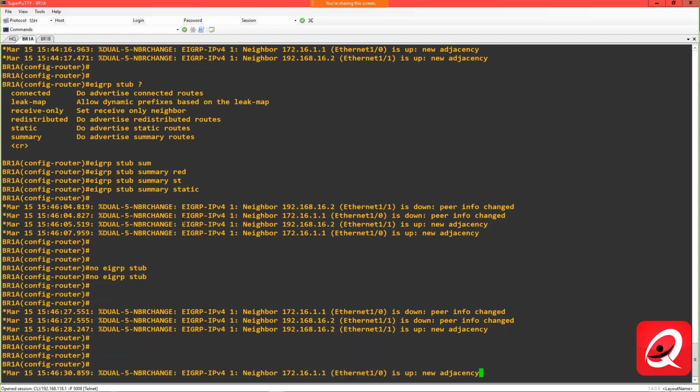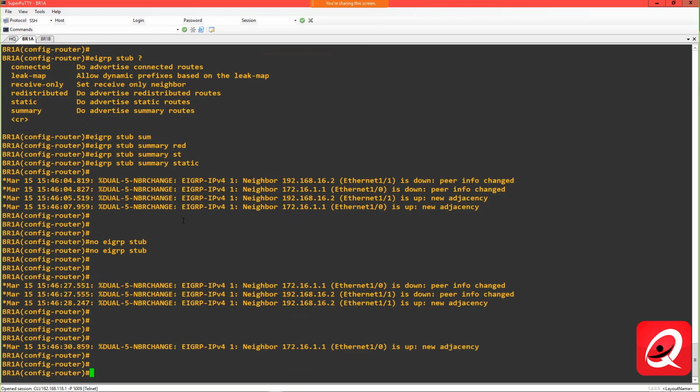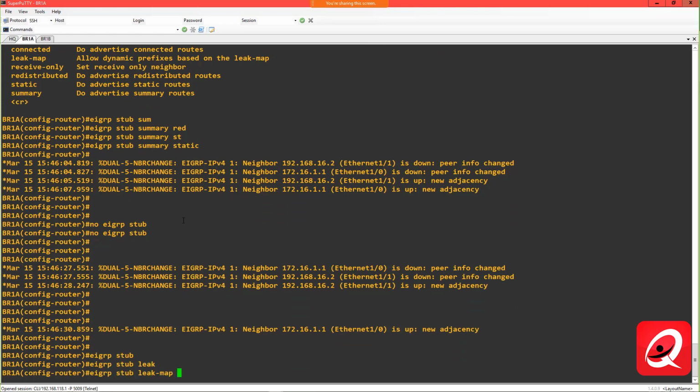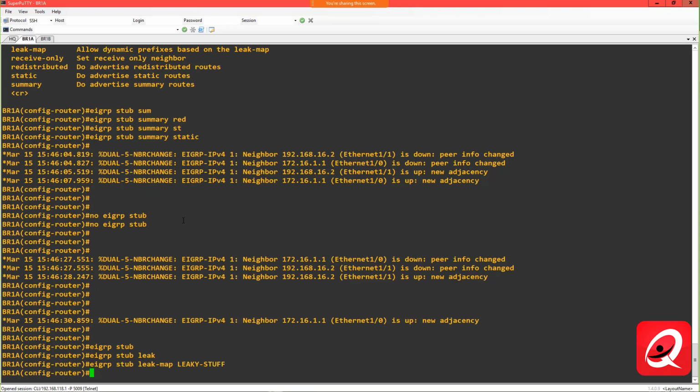Okay? Now there is one other option here, and that other option that we see here is something called a leak map. Leak maps work the same way that we've seen them before in some of our other discussions. It allows us to apply a set of routes, or allows a set of routes to get leaked out of EIGRP. Let's do leaky stuff. Okay, we don't have that configured yet, so nothing is going to be leaked out.